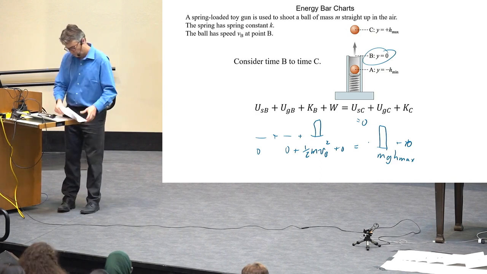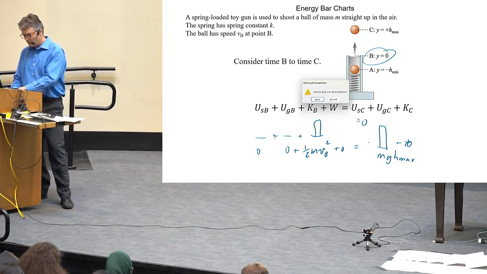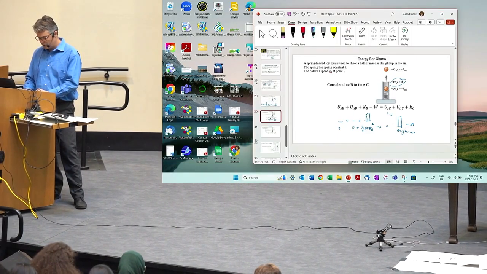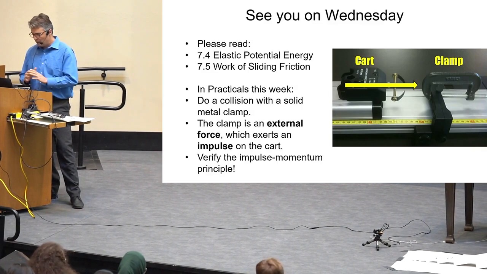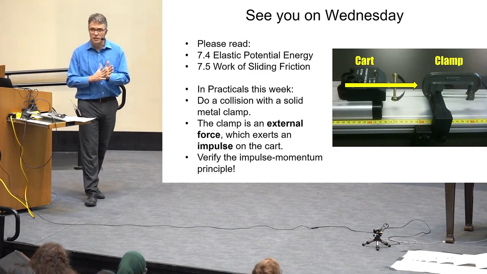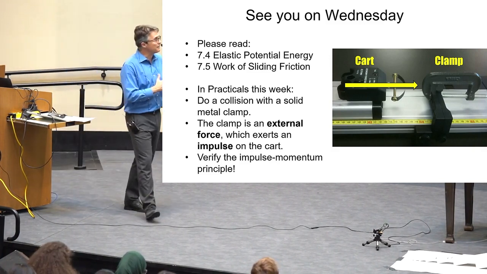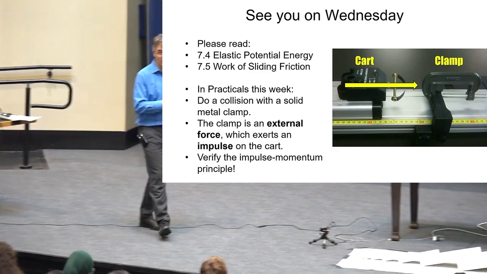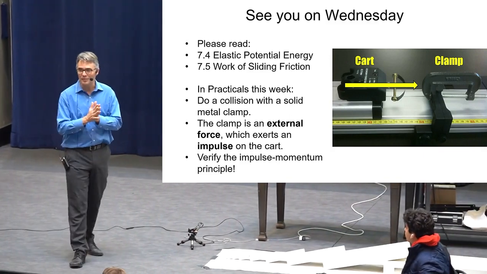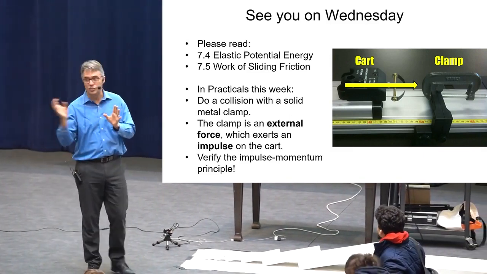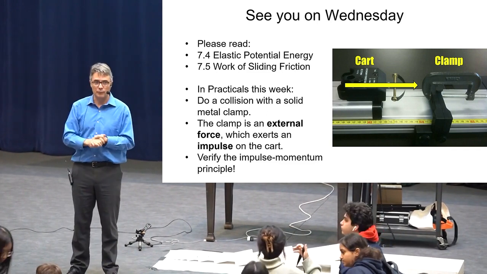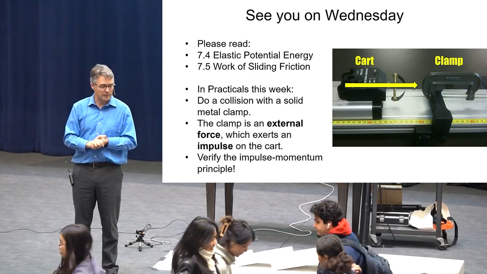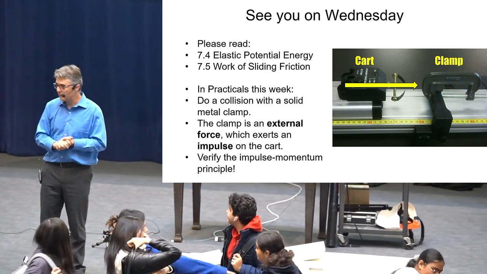Okay. I think I will stop there. I'll see you on Wednesday. You should continue on with Chapter 7. In practicals this week, you're doing a collision. You're doing actually a Chapter 6 problem in which there's an external impulse coming from a fixed clamp on your cart, which will reverse its velocity, reverse its momentum, I guess. So I hope you have fun with that, and I'll see you Wednesday.